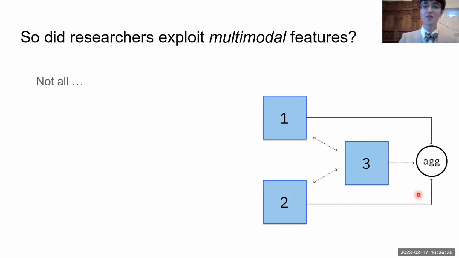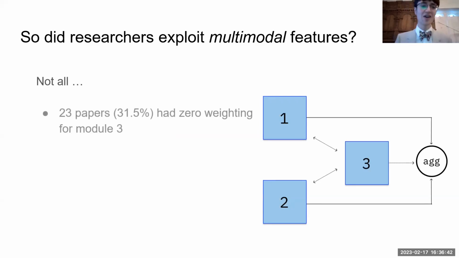So question 1: did all of the researchers exploit multimodal features? Somehow, not all. 23 papers, nearly a third, had 0 weighting for module 3. So they didn't really even engage with the multimodal aspect of multimodal disinformation.